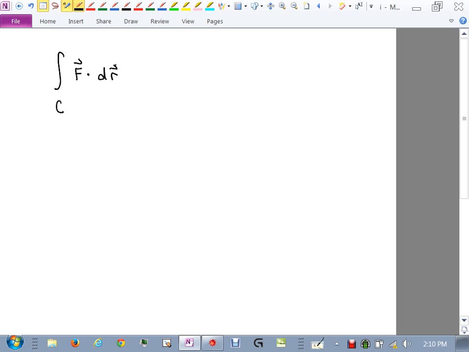What I need in order to do this is I need to know what F is. That's the vector field, right? I need to know what r is. What's r? F is the vector field, right? r is the what? The function that draws the path, right? So let's start with the path, because I think that's the easiest part. The path is the top half of the unit circle, counterclockwise direction.